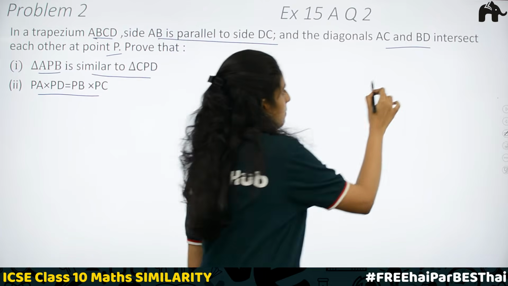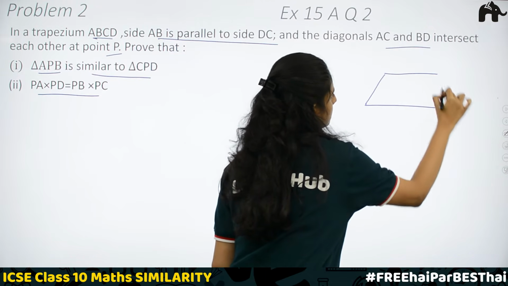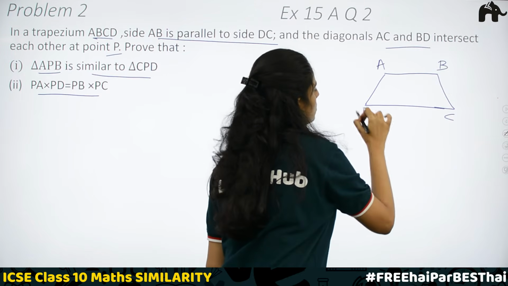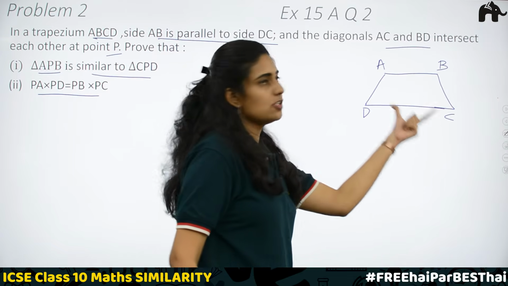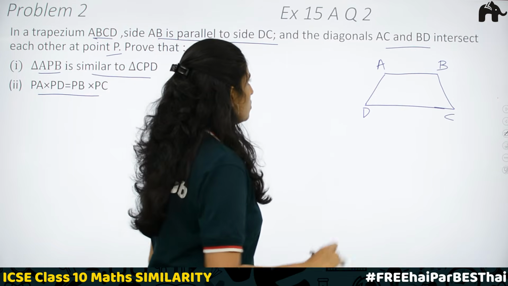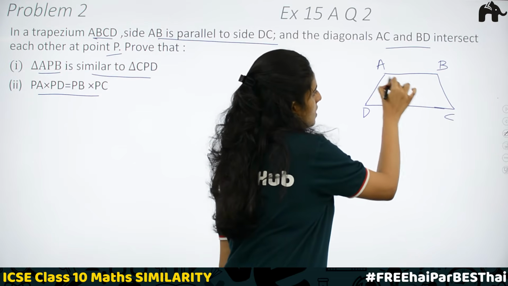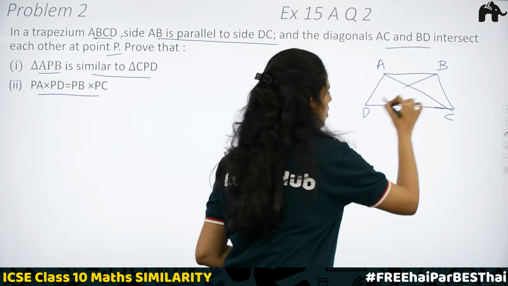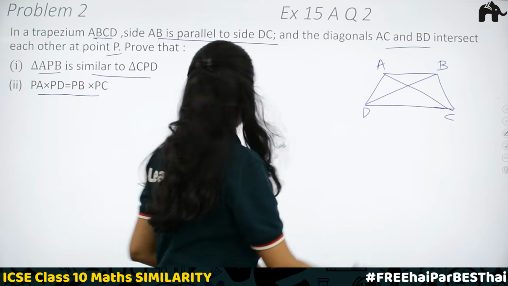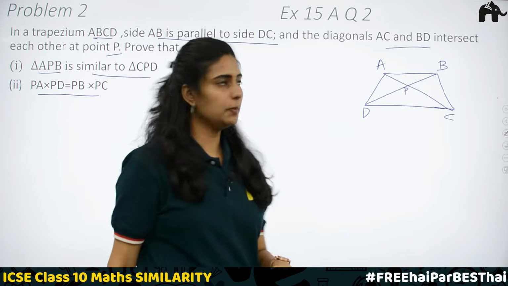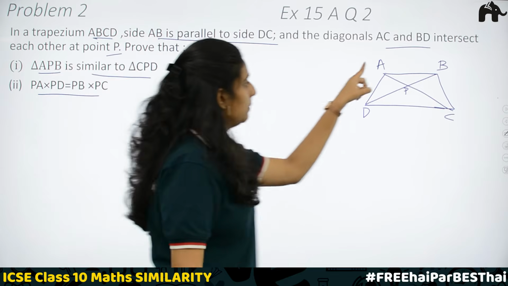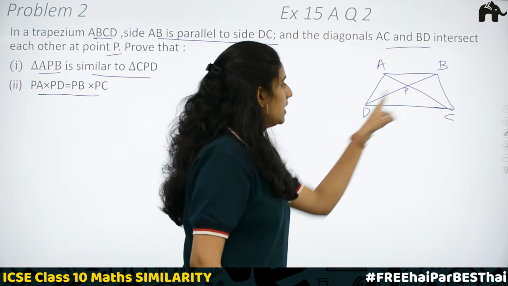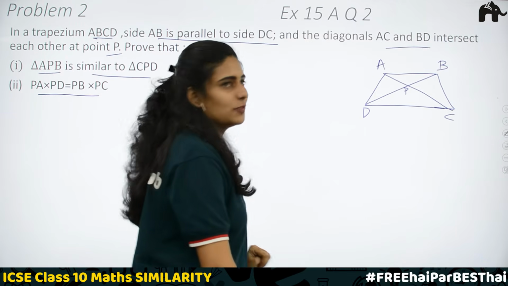Here, let us consider a trapezium. This is how a trapezium looks. Given that side AB is parallel to side DC. These are the parallel sides of the trapezium. Also, it is given that the diagonal AC, from this corner to this corner, is the first diagonal and the second diagonal is BD. They intersect at a point P. This is the intersecting point P. We have to prove that triangle APB and triangle CPD are similar. Let's see how to prove this.